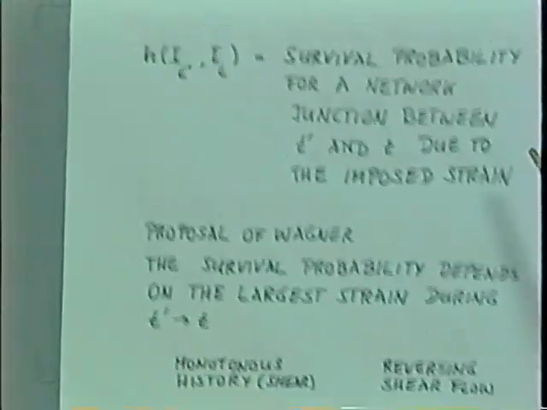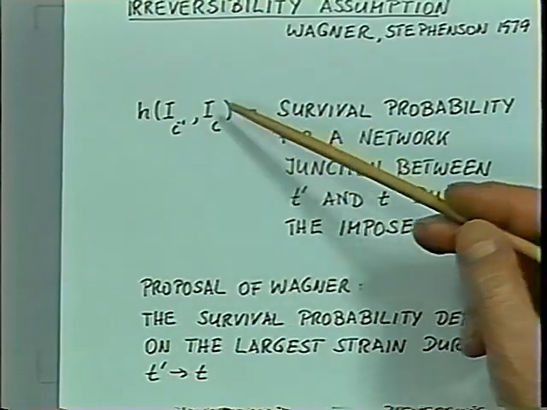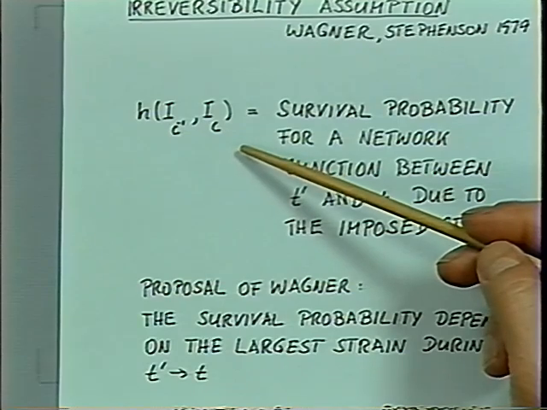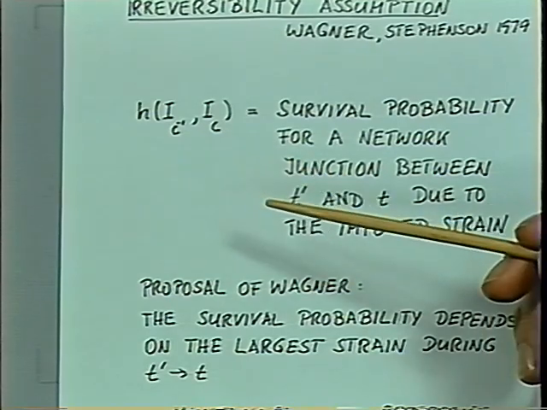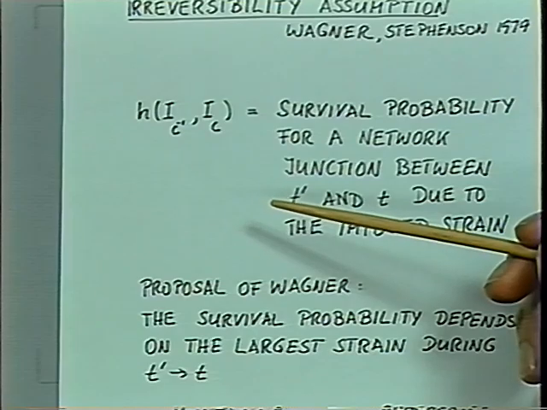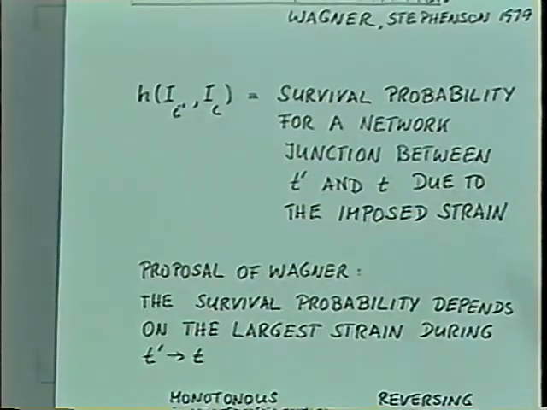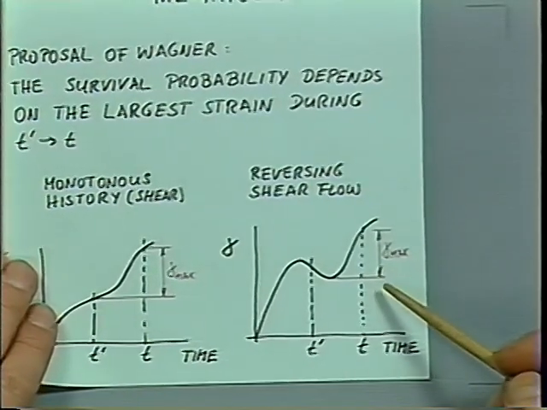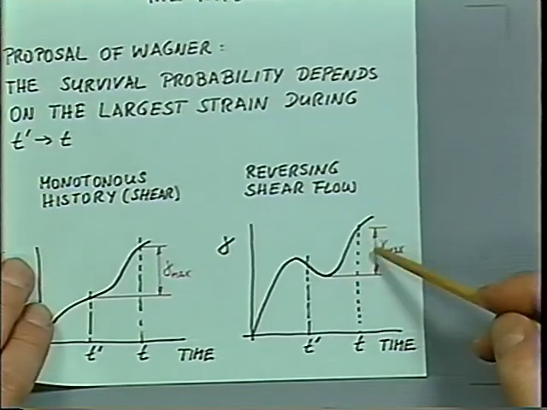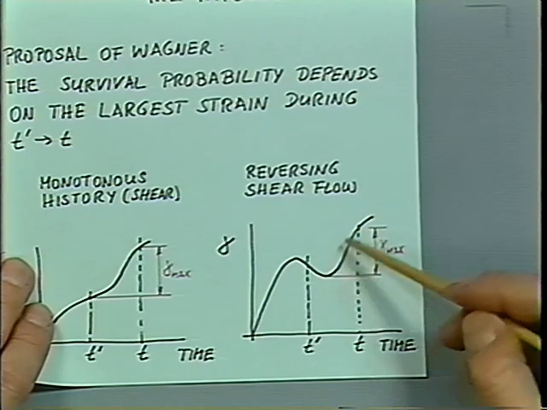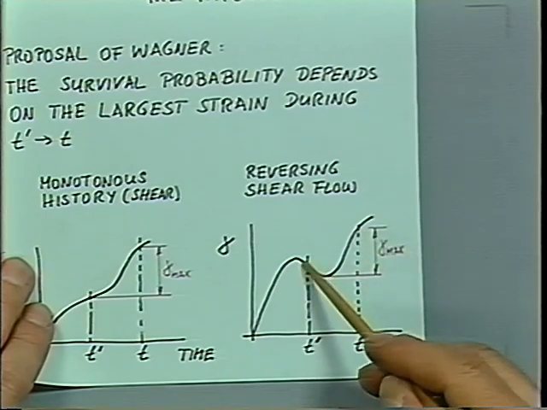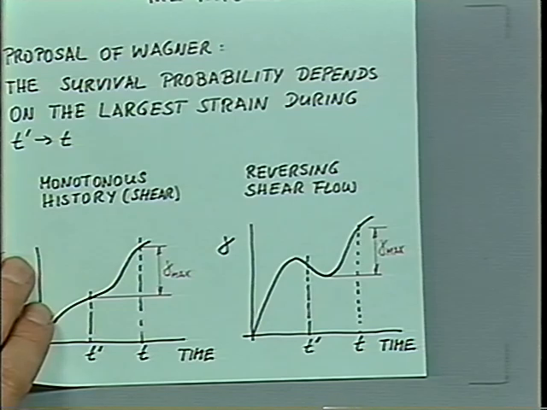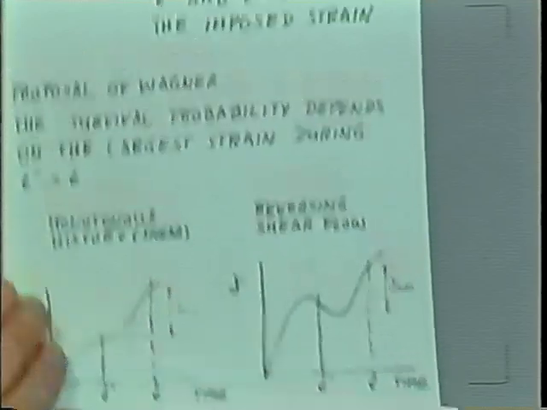Now, if the strain gives rise to a breaking of the network, a large strain at some intermediate time will destroy the network. So the characteristic strain for breaking the network will be this type of strain from here to here, and not the strain from T prime to T. That's the irreversibility assumption of Wagner.